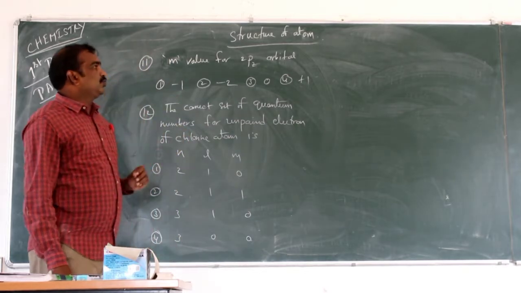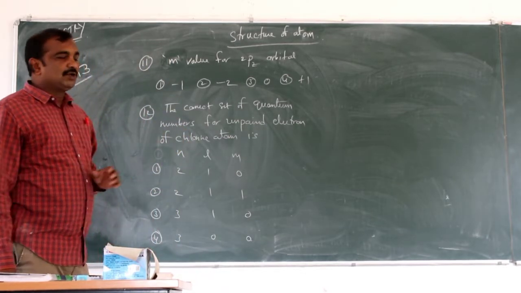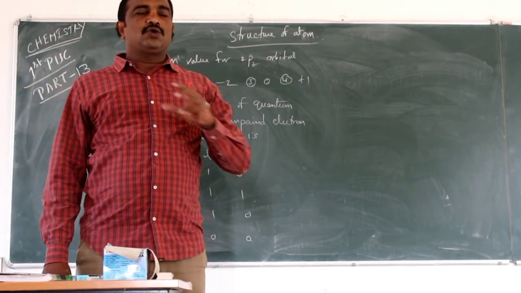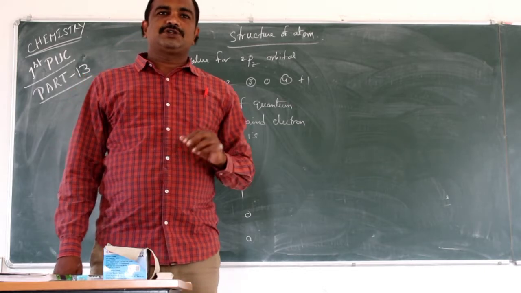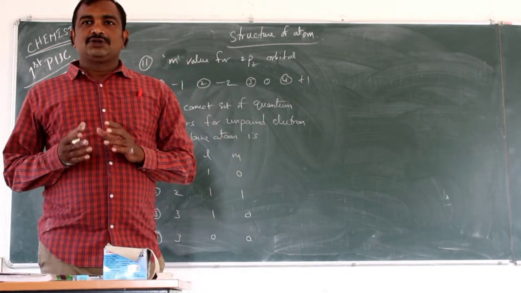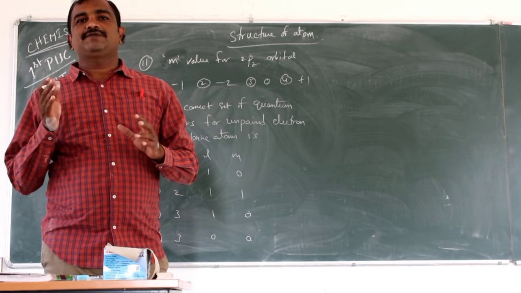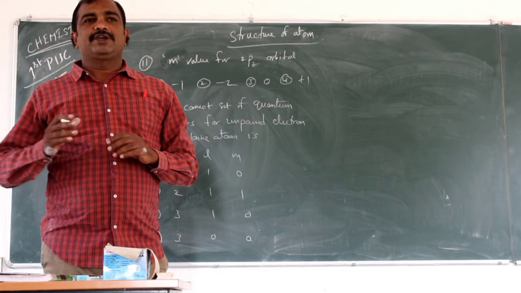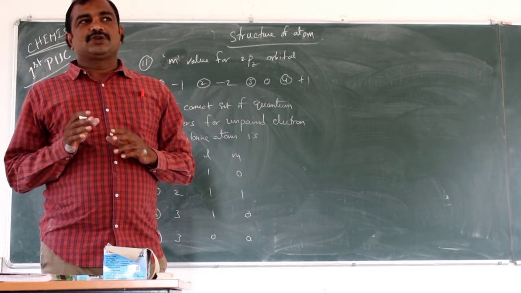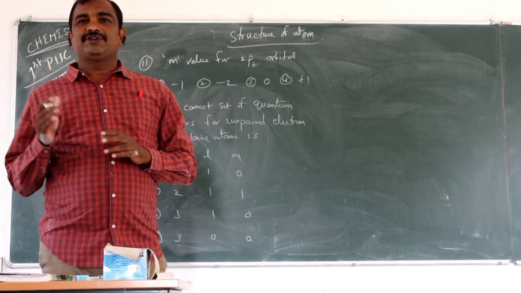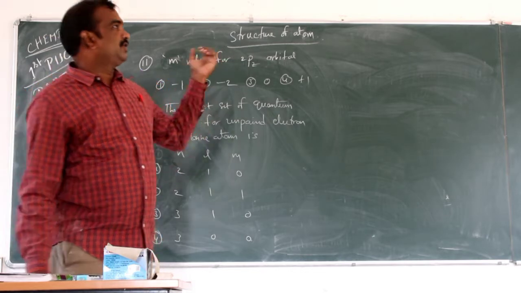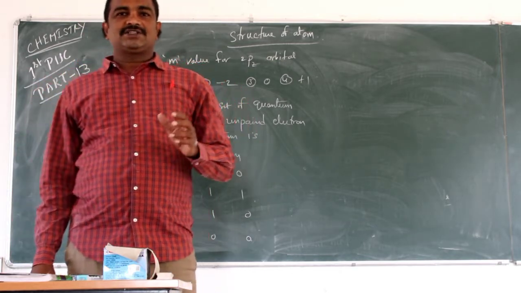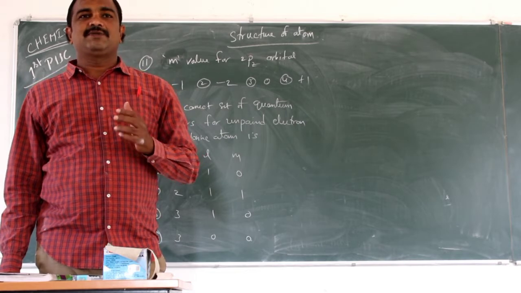The m value for a 2pz orbital is... Before going to discuss this one, I want to tell something about how to do the objectives. First, we have to thoroughly read the concept of the chapter, going deep into the concept. We have to revise the concept very quickly, and after that we enter into the objectives. Concept means don't learn by heart. We have to read the concept, understand and memorize. That is very important.